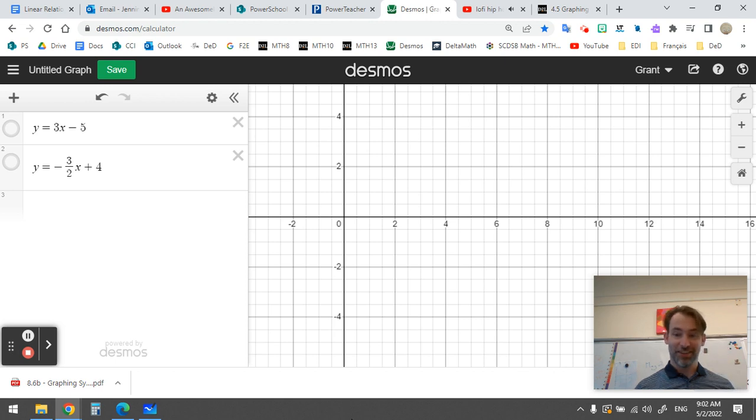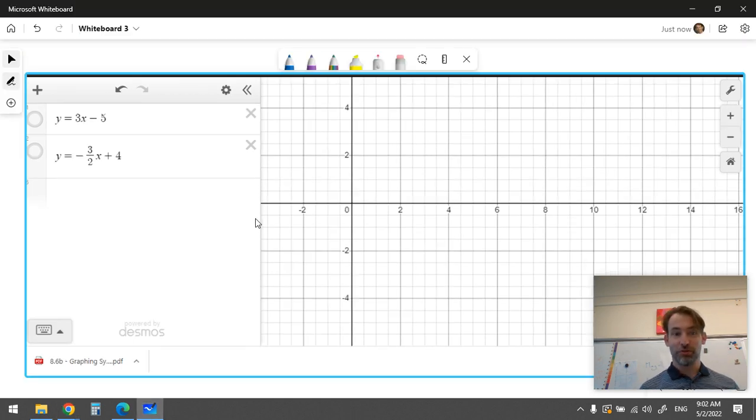Hi team, here's another example of how we can use graphing to solve this system of equations.